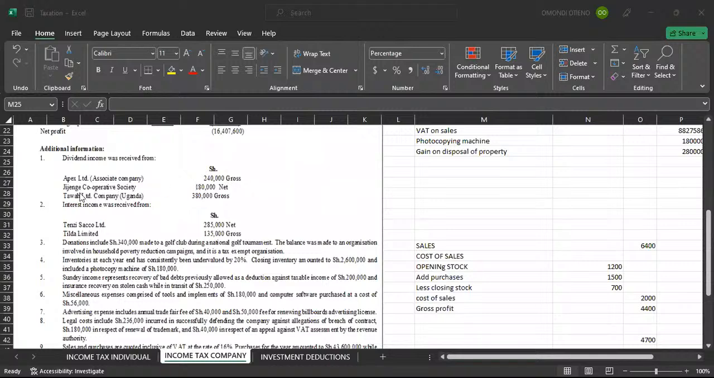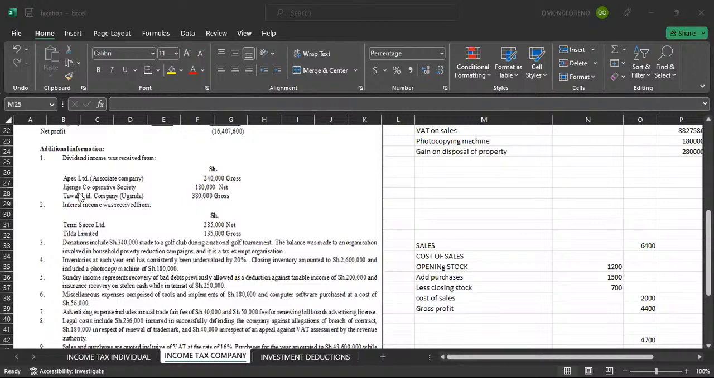Then we have Jijenge Cooperative Society having a value of 180,000. That is the dividends received from Jijenge Cooperative Society. So the dividends from cooperative societies are subjected to withholding tax of what rate? They are subjected to withholding tax of what rate?